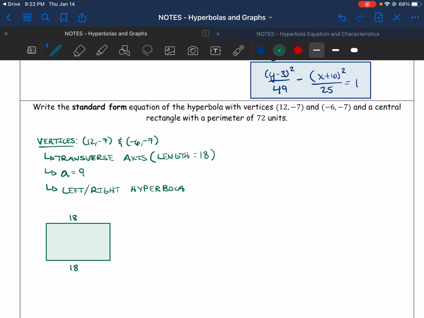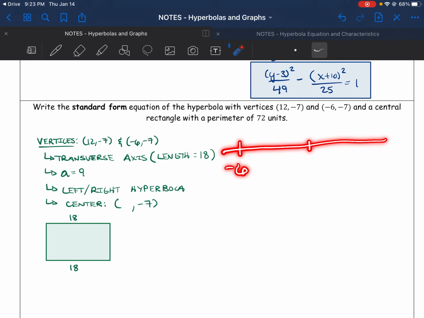And the other important piece of information that we can gather is actually the center. We know that the center is going to be the midway point of the vertices. Well, again, think about it. We can already tell that the y coordinate of the center is going to be negative 7. So we know the center is going to be something, negative 7. Now, on a number line, we want to find what's the halfway point between negative 6 and positive 12.